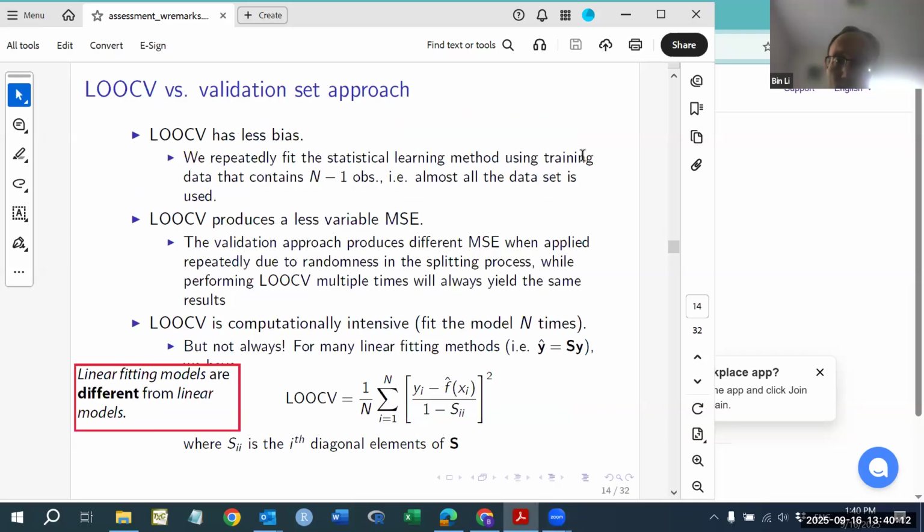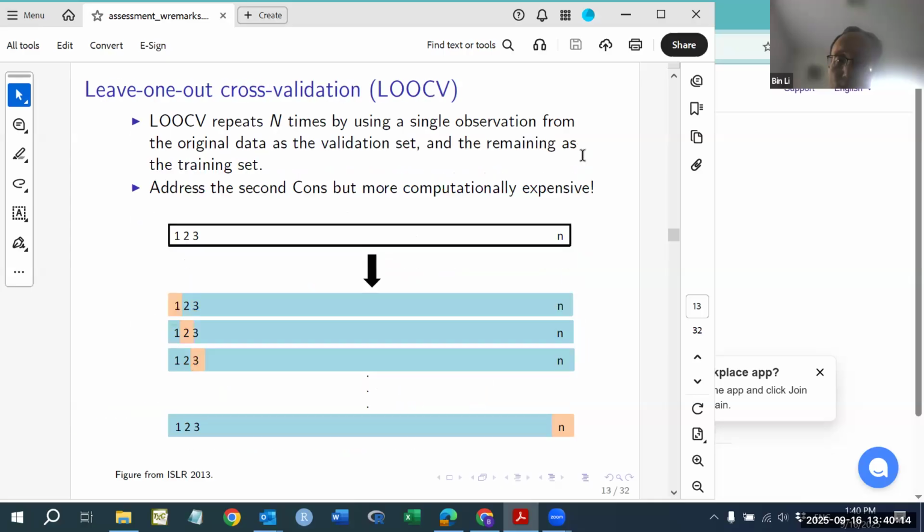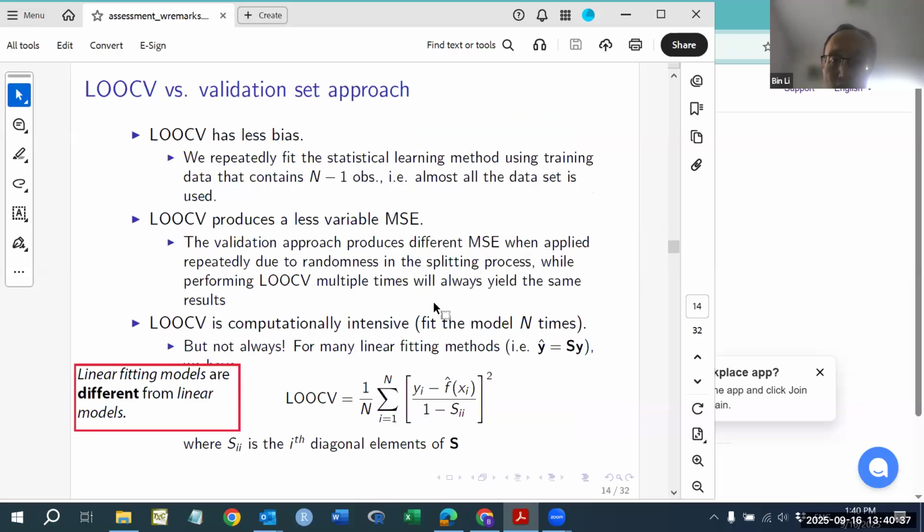Okay, but a problem comes if the n is quite large, let's say a few thousand, then that's time consuming because we have to fit the model how many times? n times. If n is 1,000, then we have to fit the model 1,000 times. For a small sample size, that's fine. For a relatively large one, that will be problematic. Okay. However, there is a shortcut for the leave-one-out cross-validation.